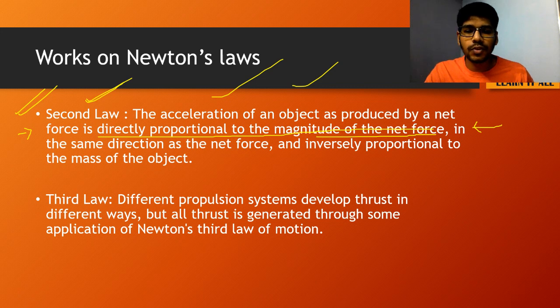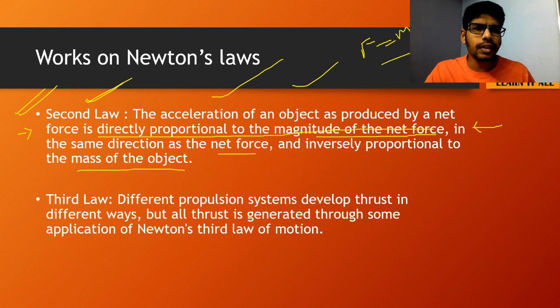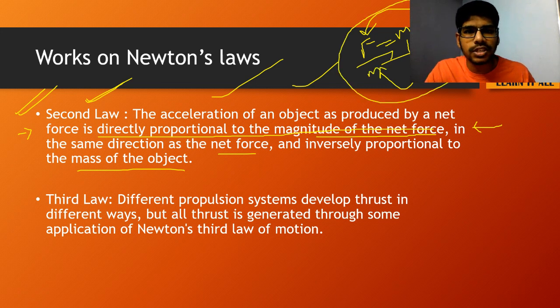The acceleration of an object as produced by a net force is directly proportional to the magnitude of the net force, in the same direction as the net force, and inversely proportional to the mass of the object. So in simple terms, which we remember, F is equal to ma, right? The acceleration is directly proportional to the force and inversely proportional to the mass, F by m. This is what the second law states.